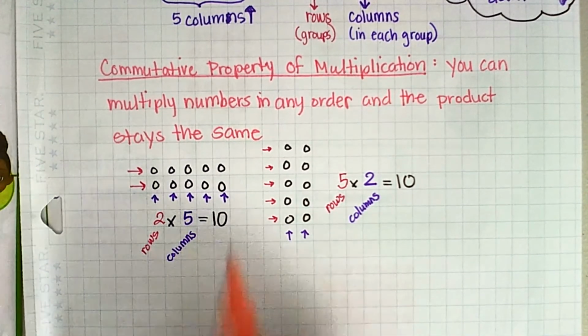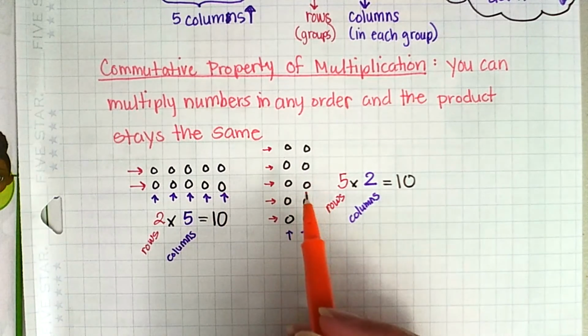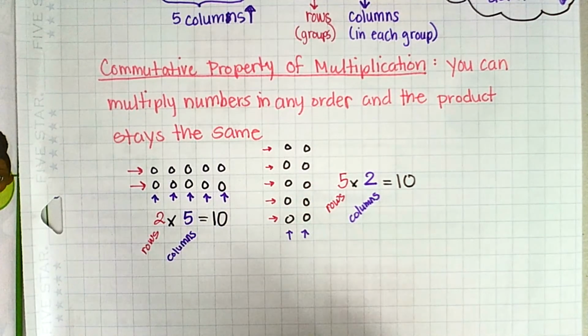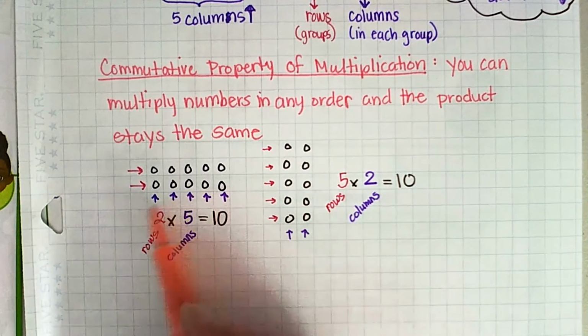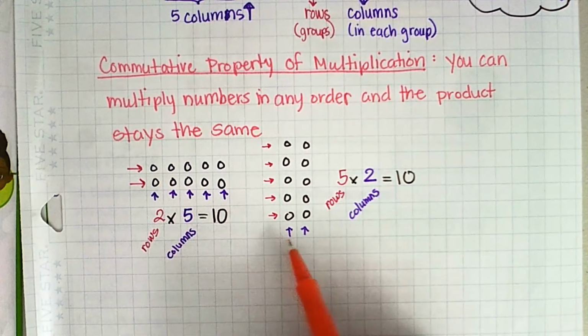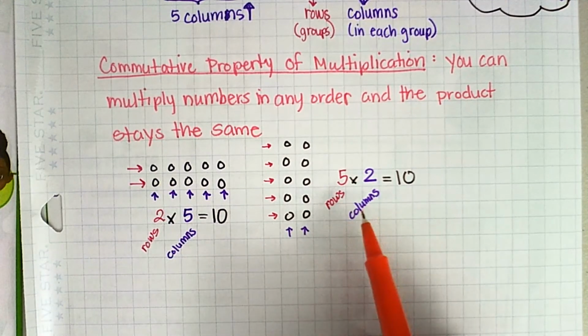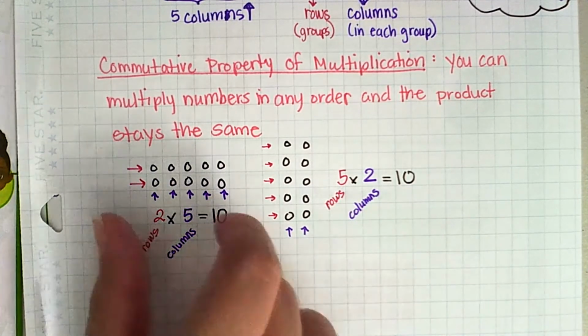So instead of skip counting by 5s over here, I'm going to skip count by 2s over here, but I'm skip counting the same amount. So 2 times 5 is going to give me 10. 5 times 2 is going to give me 10. The array stays the same.